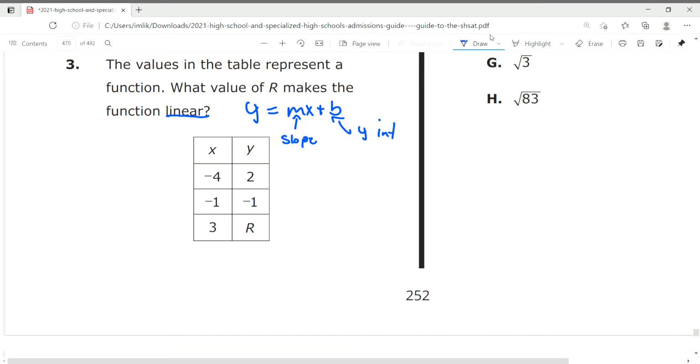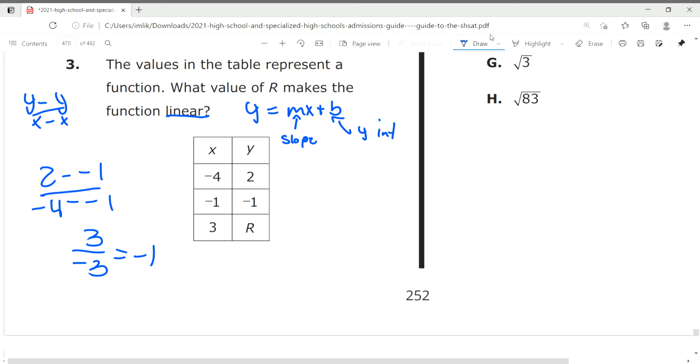So we need our slope. Slope is just y minus y over x minus x. So here's our y. That's 2 minus negative 1 over our x, which is negative 4 minus negative 1. 2 minus negative 1 is the same thing as saying 2 plus 1, which is 3. Negative 4 minus negative 1 is the same thing as saying negative 4 plus 1, which is negative 3. 3 divided by negative 3 is going to equal negative 1. We know our slope is negative 1.